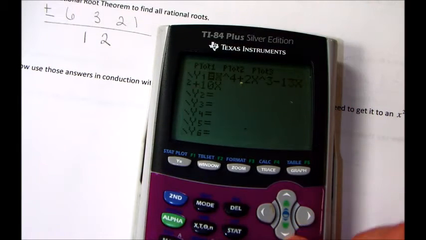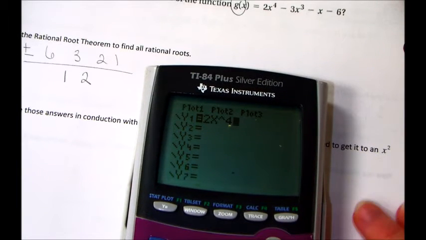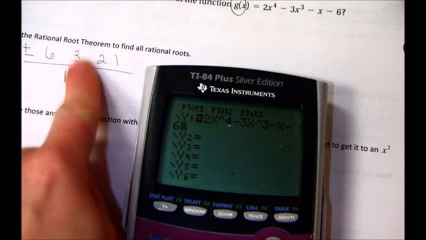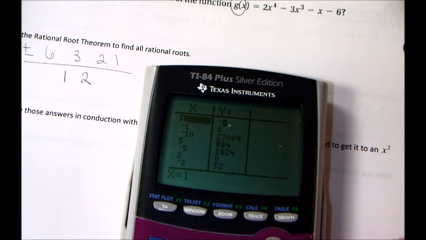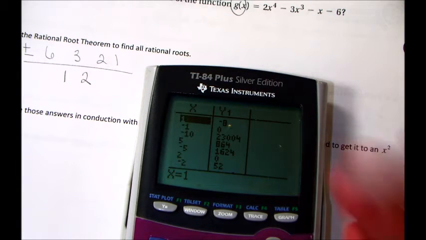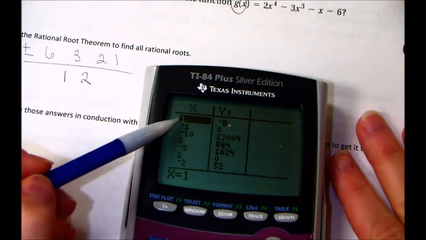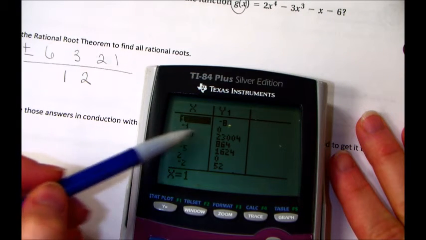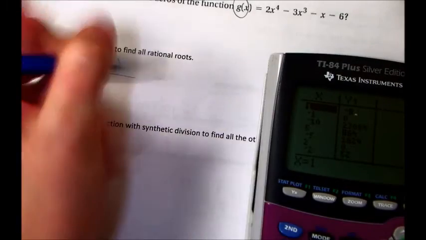I'm going to type the equation into my calculator. Let's see, 2x to the 4th minus 3x to the 3rd minus x minus 6. Now, if you don't have one of these calculators, you can sit here and plug all these in. It just takes a little longer, but it is doable. What's kind of nice, look, guys, a couple of my zeros already pop up. See, at negative 1, I know that's one of my zeros.